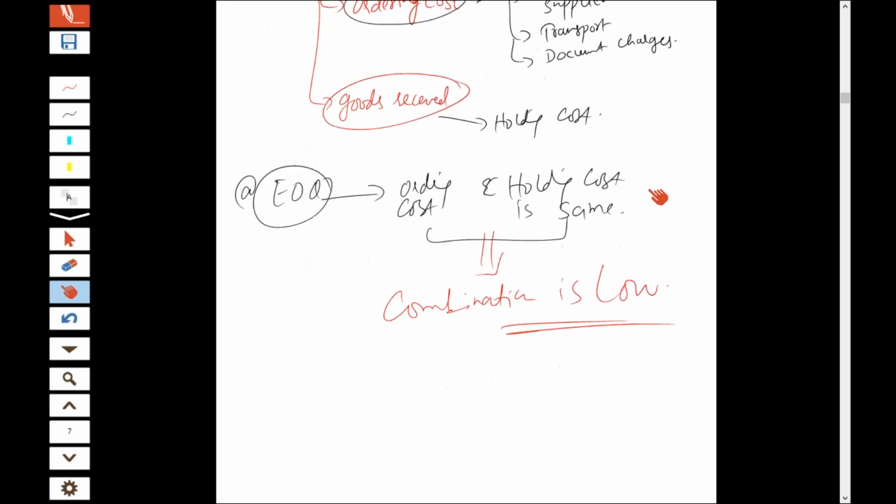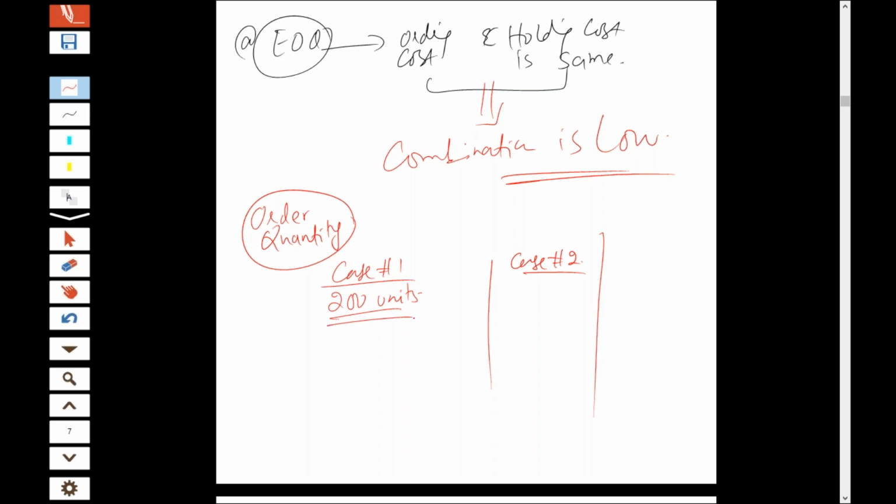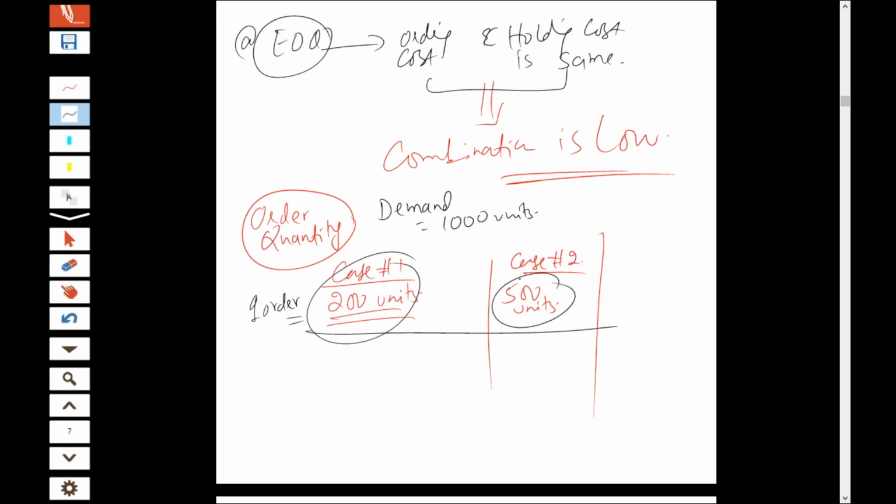Okay, now see that, I'm making two cases, case number 1 and case number 2. For example, your order quantity is 200 units, and case number 2, your order quantity is 500 units, and your collective demand is 1000 units. Okay, so if this would be the case number one, that means one order is equal to 200 units and one order is equal to 500 units.